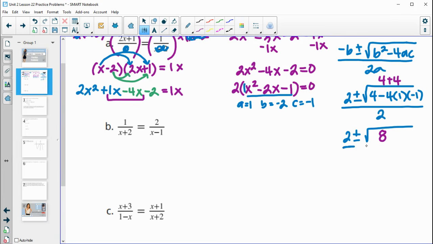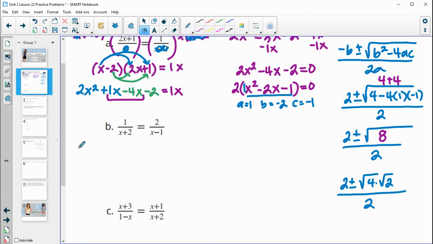And then we still have the divided by 2. Now this root simplifies as well, because the square root of 8 is really the square root of 4 times the square root of 2. So 4 times 2 gives us 8. So we're just going to split it like this. And then we still have divided by 2.